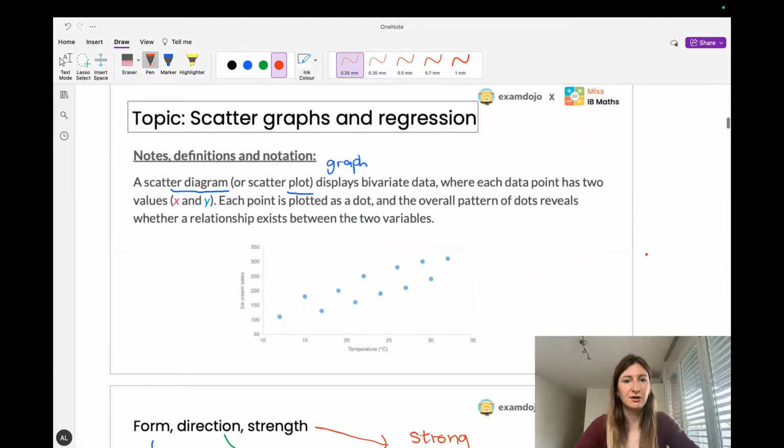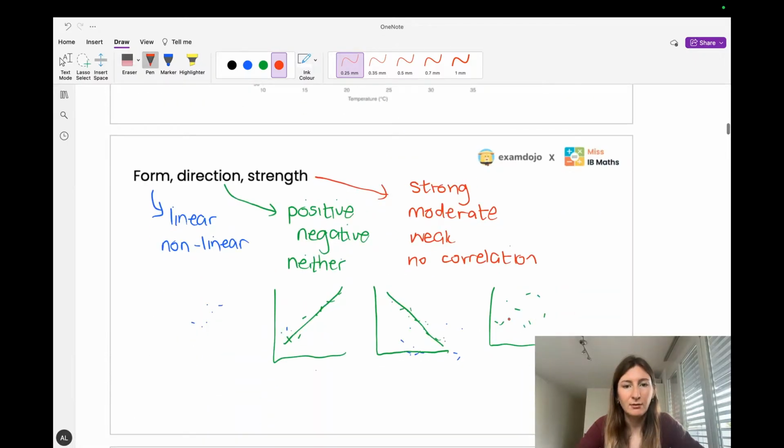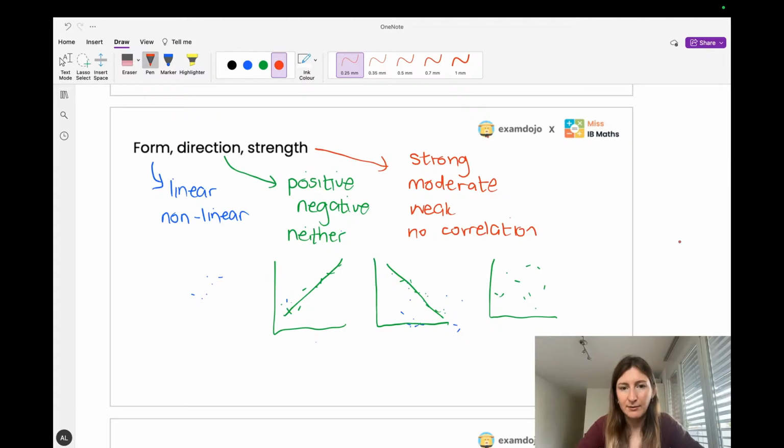All right, so a scatter graph, also called a scatter plot or diagram, looks like this with our dots. So on here, we have our x-axis, our one variable, and on our y-axis, we have the other variable. I'm just going to go a little bit faster through this just because you might have heard what I was saying earlier, but if you want me to go slower or go over anything again, let me know. Okay, so we have either linear or nonlinear, positive, negative, or neither, and strong, moderate, weak, or no correlation.